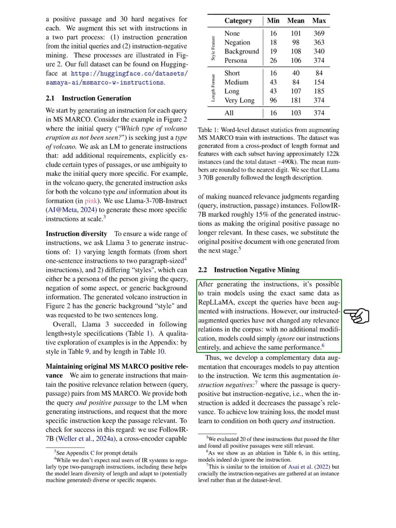However, these instructed queries do not alter the relevance relations in the corpus, meaning models could ignore the instructions and still perform well. To address this, we create a complementary data augmentation called instruction negatives, where the passage is relevant to the query but becomes less relevant when the instruction is added. To minimize training loss, the model must learn to consider both the query and the instruction.